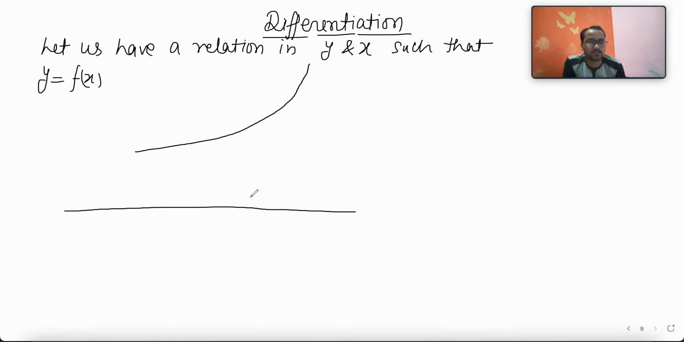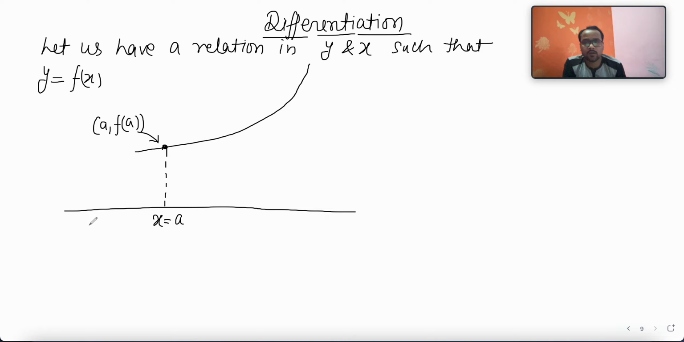Suppose the graph is like this. Now if I talk about the value of the function at this x, let's say this is x equal to a. So at x equal to a, the value of y will be f(a). Put x equal to a and you will get f(a). That means this height is f(a), so this point has coordinates (a, f(a)).